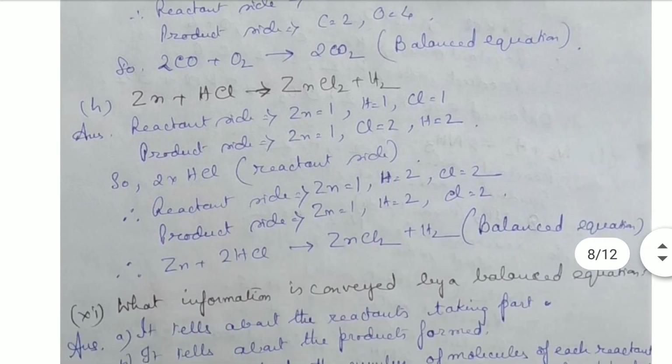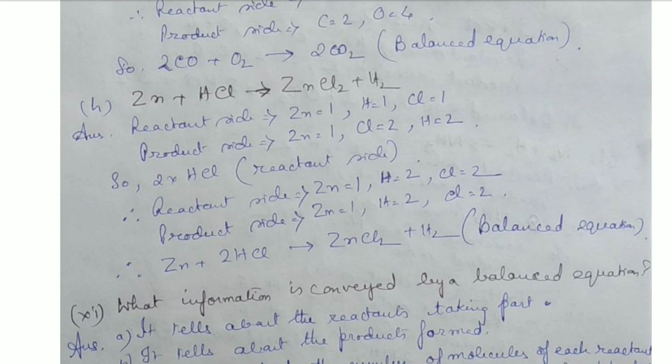Now again, zinc Zn + HCl becomes ZnCl2 + H2. See, on the reactant side, Zn is equal to 1, H is equal to 1, Cl is equal to 1. But on the product side, Zn is equal to 1, Cl is equal to 2 and H is equal to 2. Therefore, on the reactant side, we multiply the HCl compound by 2.